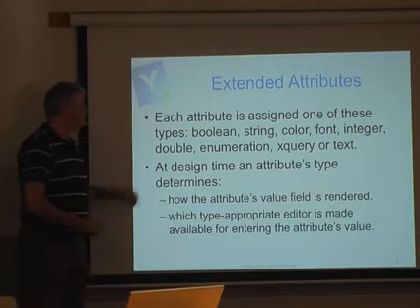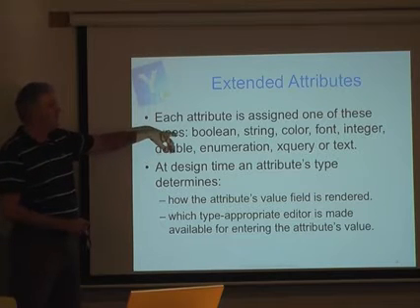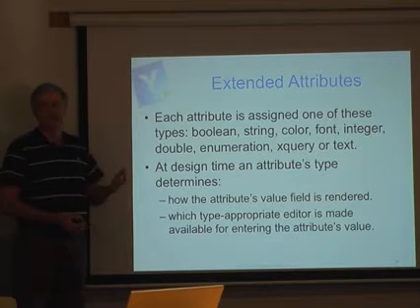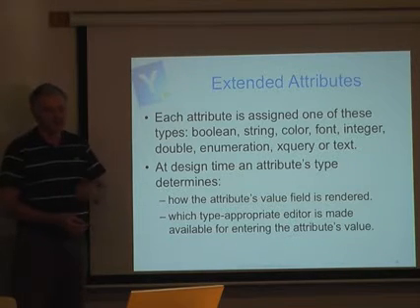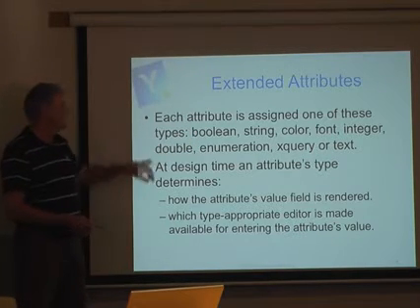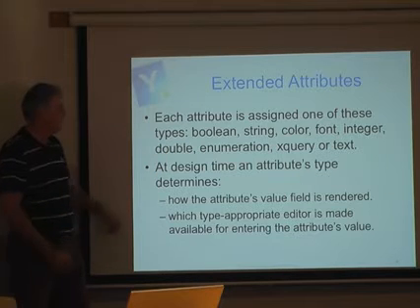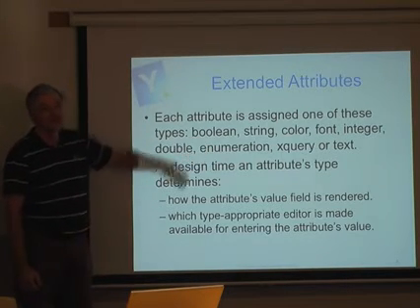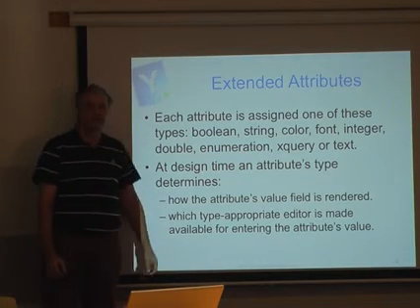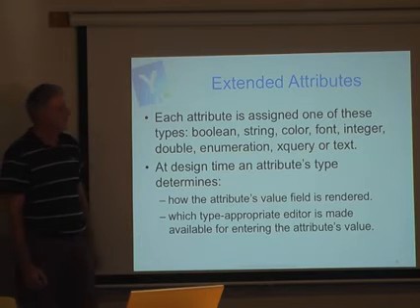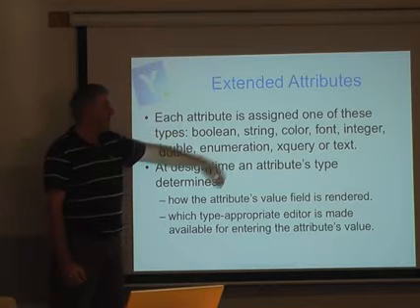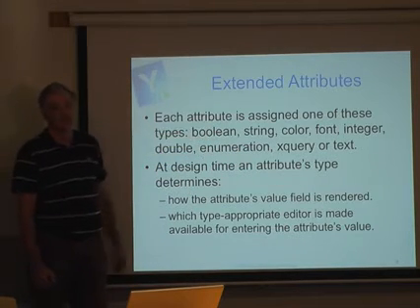So each extended attribute is assigned a type. So it can be a type Boolean, which is of course a true or false value, a string value, a colour, which means it's a colour setting, so a background colour, foreground colour, font colour, a particular font family, whether it's an integer or a whole number, a double number value, an enumeration of numbers or strings, an X query, so you can enter an X query as an extended attribute, and it will evaluate that and output the evaluation of the expression, or text, which is basically a long string.